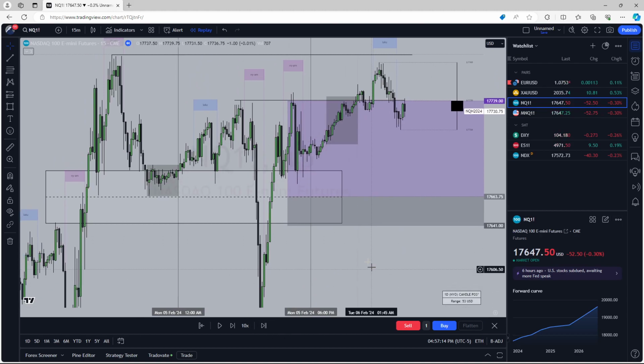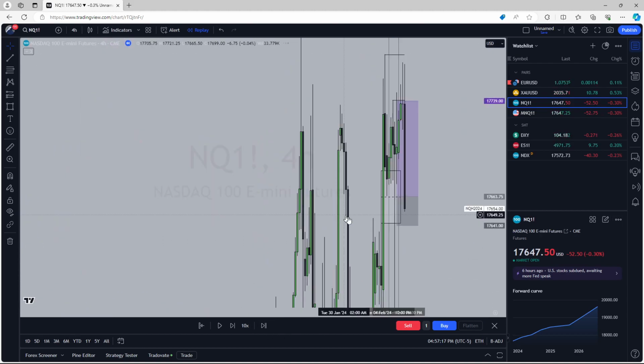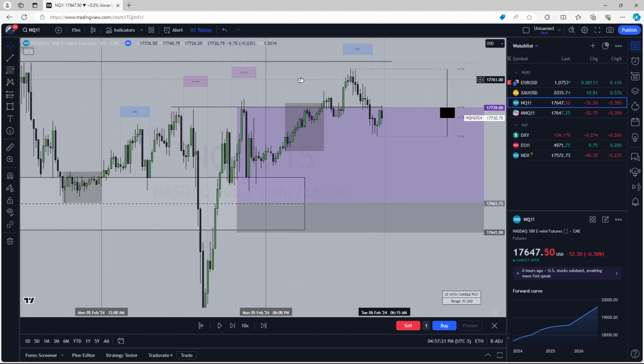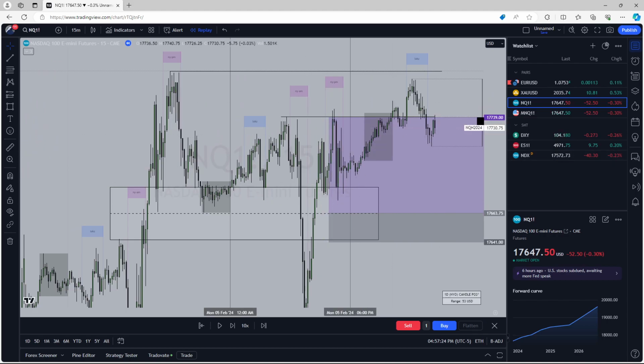That's how I took the trade. Literally another market maker model, right? 4-hour chart, 4-hour to 15-minute entry, free trade, literally free.